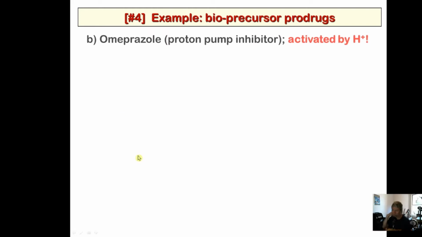Okay, so this protonation mediated activation of a prodrug is exemplified by omeprazole, which is a proton pump inhibitor that we've talked about before in this class a few times, and it's activated by proton.